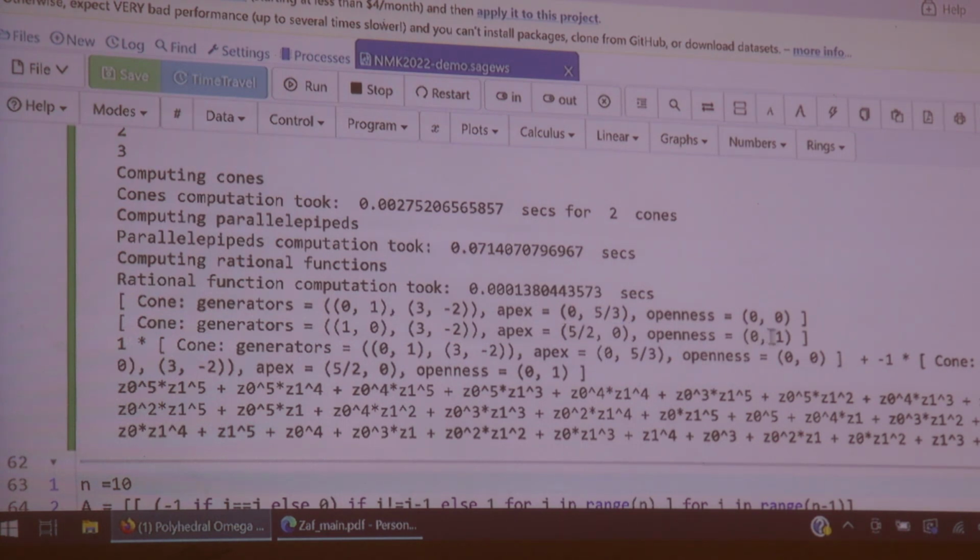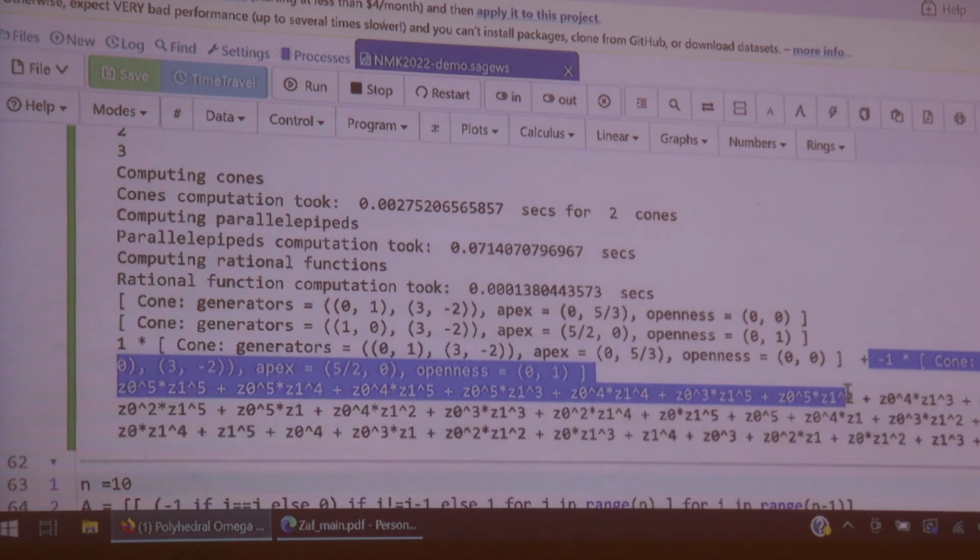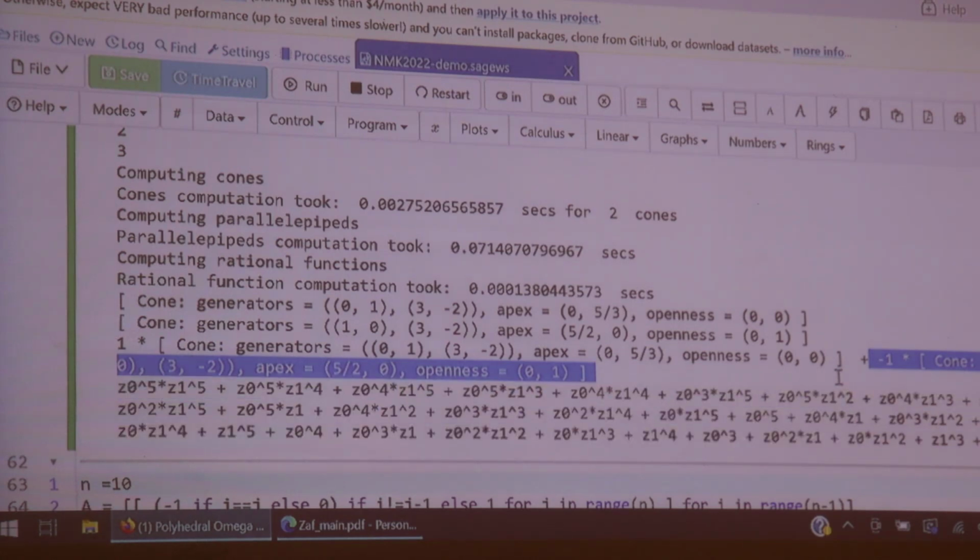And the second facet is open. Why is that? Because actually I did flip the generators. They were like this, and I flipped them so that they look in the same direction. So you see it's the same here, and this is why I get a -1 for the second cone. I have to change the sign, the direction, and the openness.